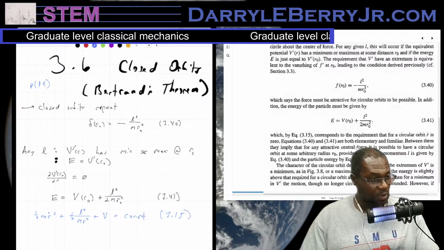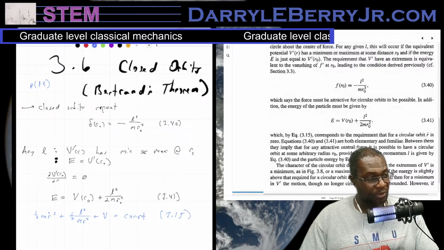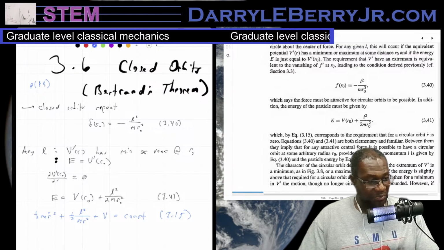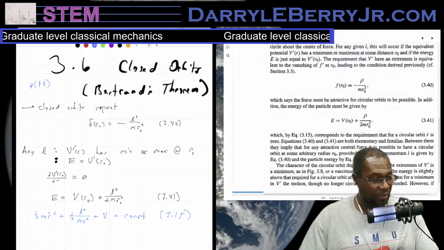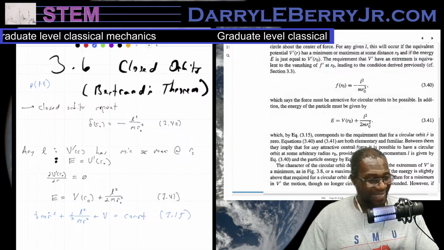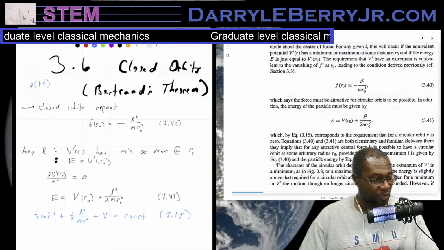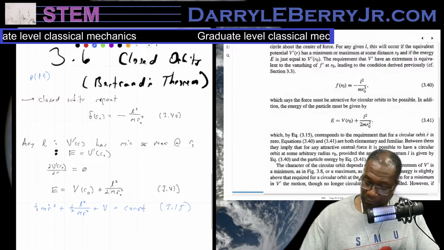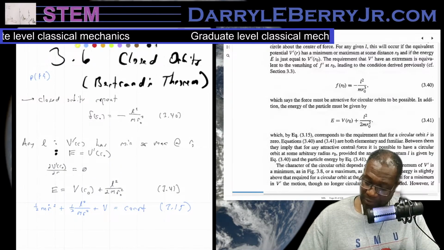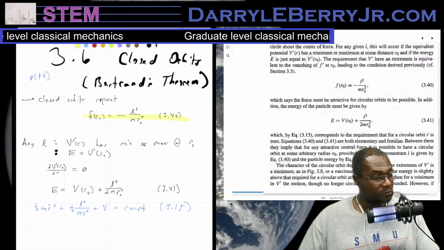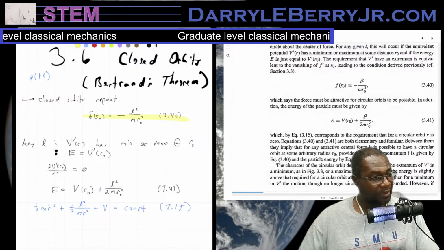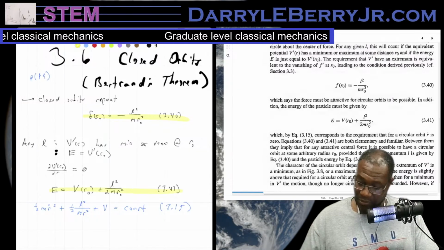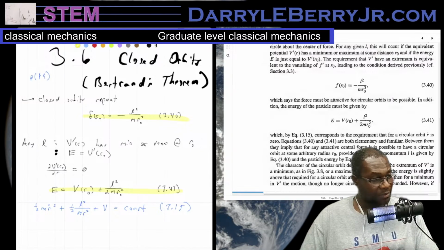Equations 3.40 and 3.41 are both elementary and familiar. Between them, they imply that for any attractive central force, it is possible to have a circular orbit at some arbitrary radius r, provided the angular momentum L is given by equation 3.40 and the particle energy by 3.41. So these two things are vital components of this problem. L must be given by 3.40, so if we solve 3.40 for L, that has to be true. And the energy has to be like so.